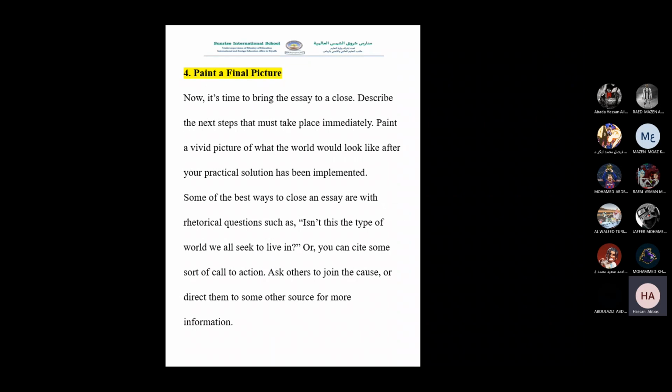Paint a final picture. What is the final picture of my paragraph or my essay? Now it's time to bring the essay to a close. Describe the next steps that must take place immediately. Paint a vivid picture of what the world would look like after your practical solution has been implemented.